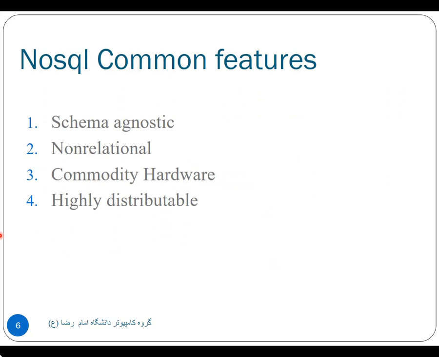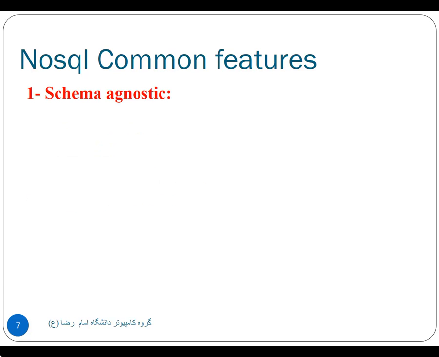Okay, now the main features that the NoSQL database has: there are four main features. The first feature is schema agnostic. The second one is non-relational. The third one is commodity hardware, and the fourth one is highly distributable. Okay, these are the four features that the NoSQL database has. And now let's talk about them. The first one, schema agnostic.